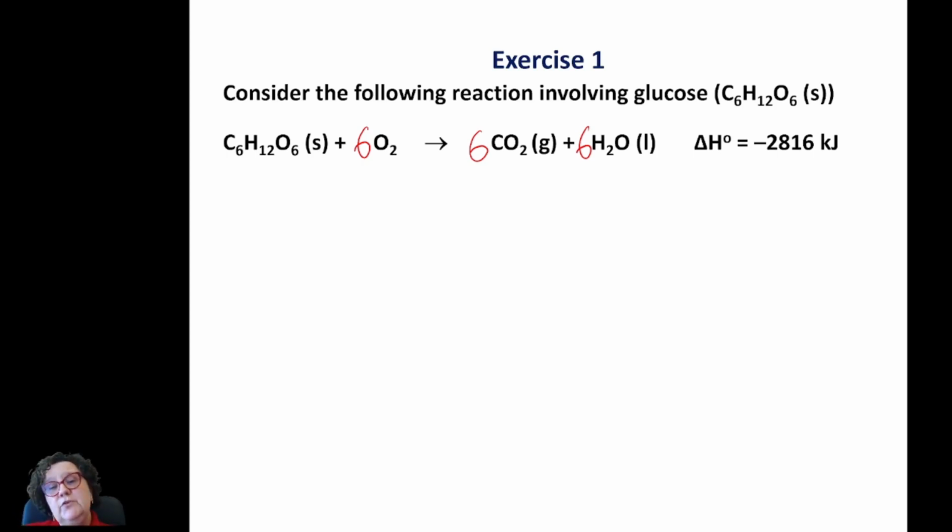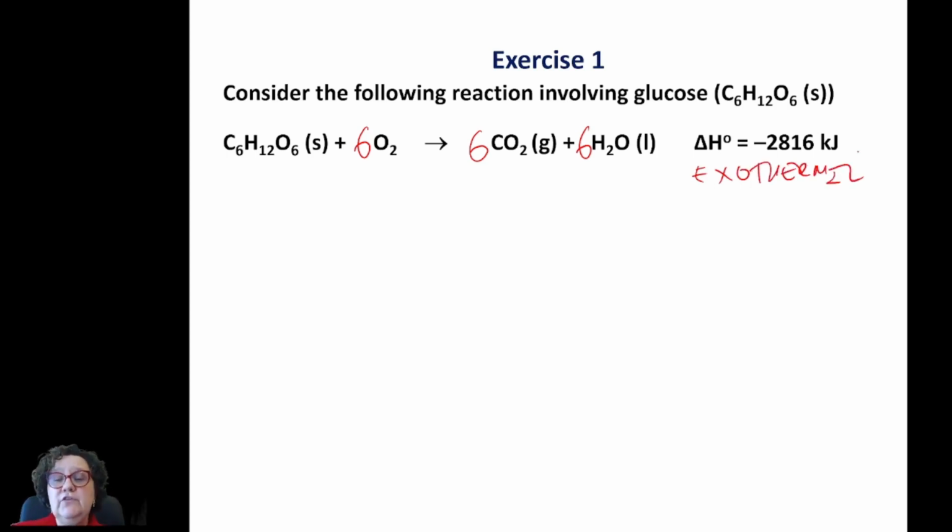The next step the question was asking me was, is this an endothermic or an exothermic reaction? And justify my answer. Well, I go and look at the change in enthalpy value, and it's minus 2,816. The minus tells me this is an exothermic reaction.